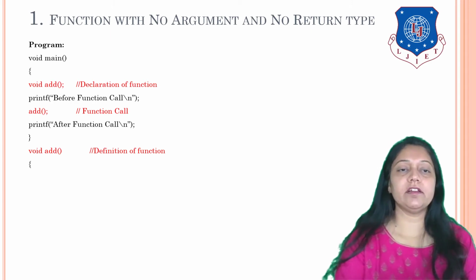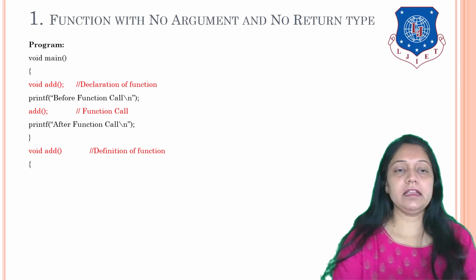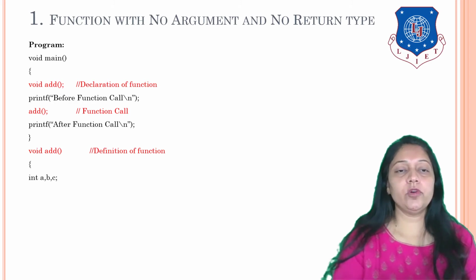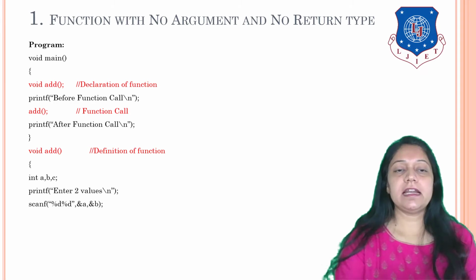So how are you going to define the function? Write the same thing, void add, and put braces. Now you have to write down the logic of the program. So we need to perform addition of two numbers. For that, first declare A, B and C. Then enter the values inside A and B using scanf and do the addition. C is equal to A plus B. So the addition of A and B would be done and the result is stored in C.